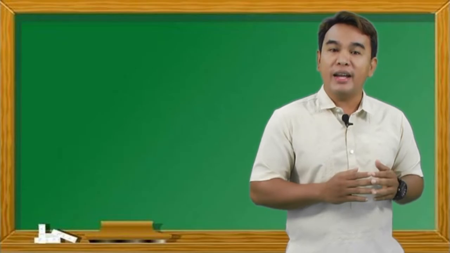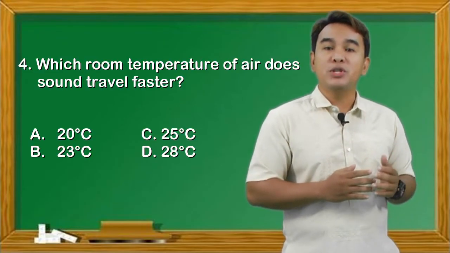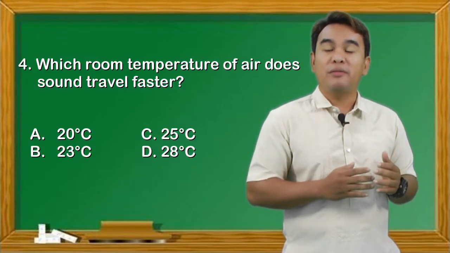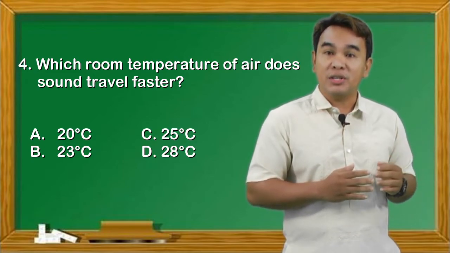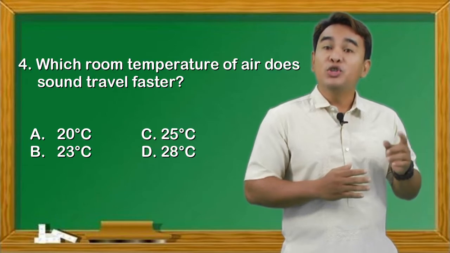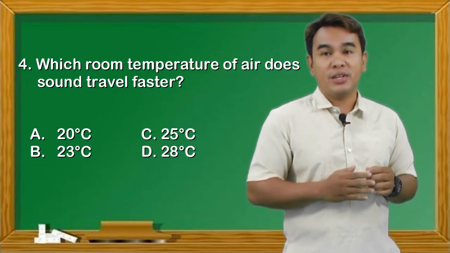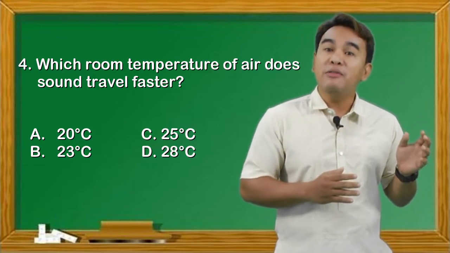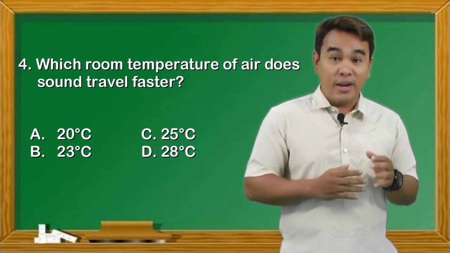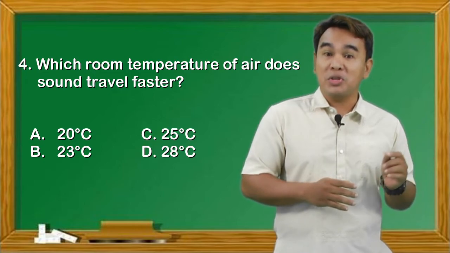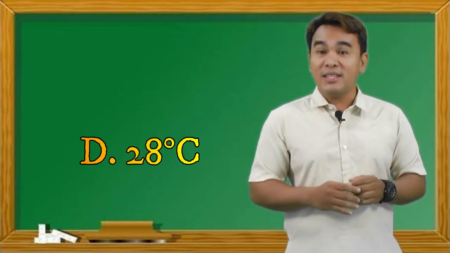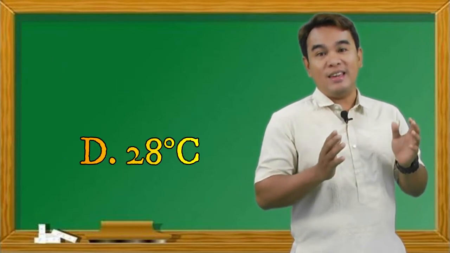For number 9. Which room temperature of air does sound travel faster? A. 20 degrees Celsius. Letter B, 23 degrees Celsius. Letter C, 25 degrees Celsius. Or letter D, 28 degrees Celsius. For this question, the correct answer is letter D.